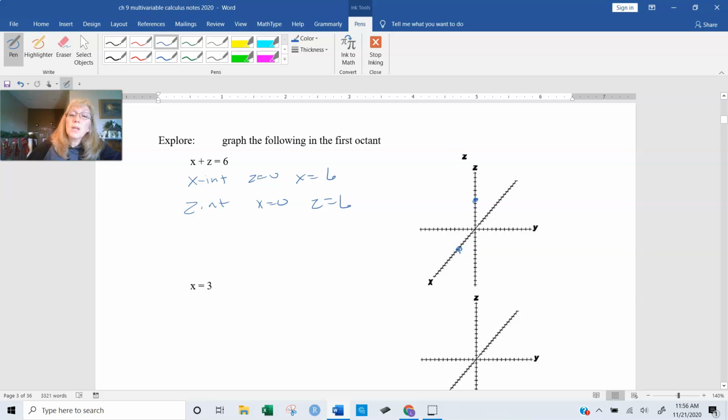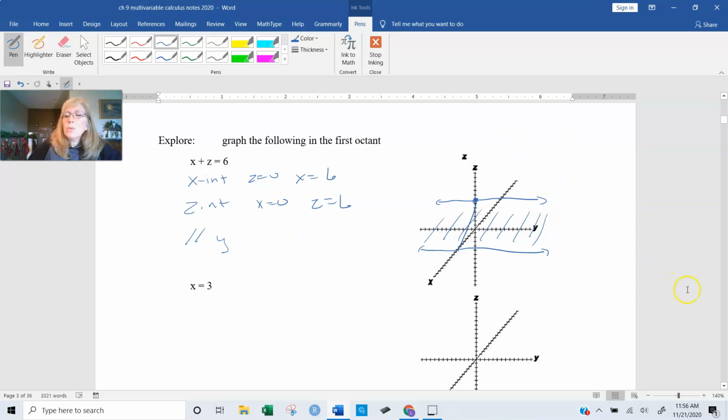All right, since there is no y, that means it's parallel to the y. So we draw in our line here, and then we go parallel to the y to get our plane. This will go on forever, actually in both directions, like this and like this. And this shaded area here is the plane we've just graphed.